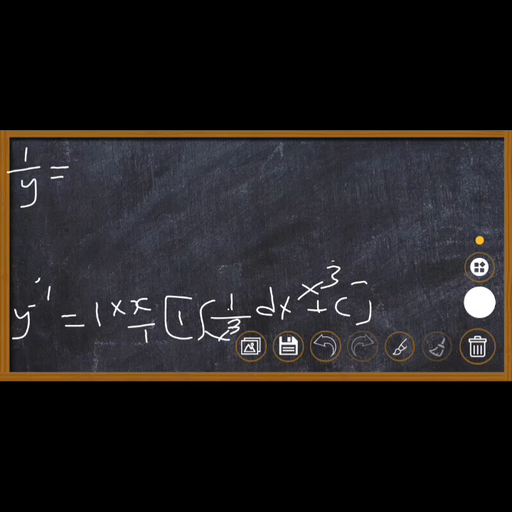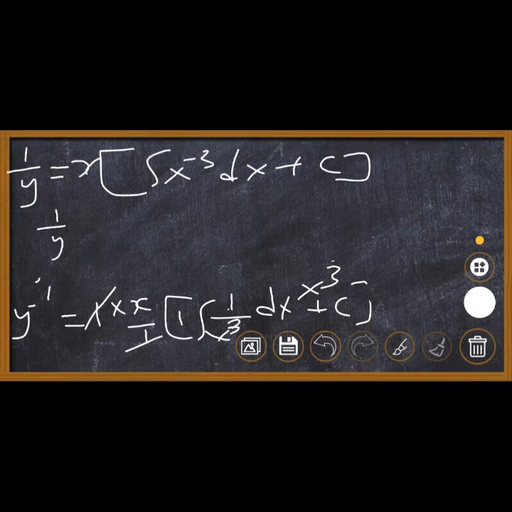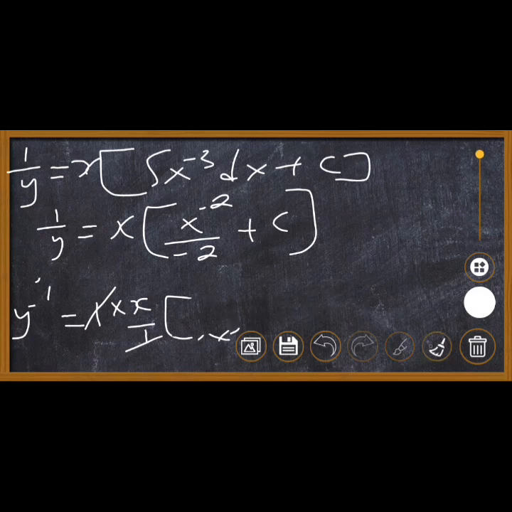Then this and that can simply cancel, so that here you have x. Inside the brackets, remember 1 does not affect anything, so this is the same as just having the integral. 1 over x power 3 is the same as x power negative 3, then dx plus the constant value c. So you have 1 over y equal to x. According to the integrating rule, you add 1 to the power and then you divide by the same power. We have negative 3, so we add 1. 1 added to negative 3 is negative 2. So we divide by negative 2, and then plus the constant c. This is how we integrate according to the integrating rule.